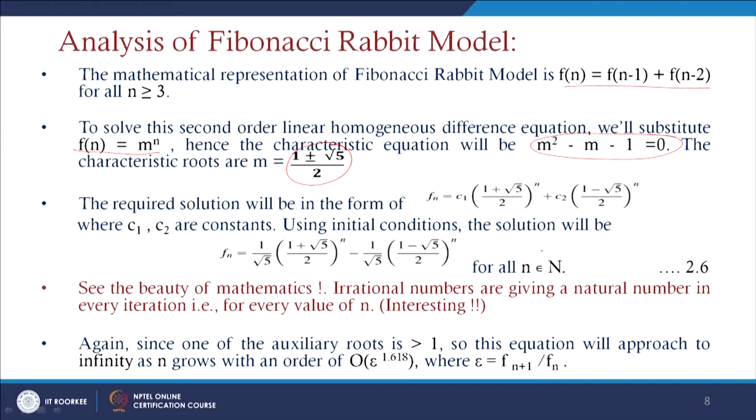Again, since one of these auxiliary roots is greater than 1, this equation will approach infinity as n grows, with order of epsilon to the power 1.618, which is nothing but the value (1 plus root 5) by 2, especially called the golden ratio, where epsilon is defined as f_(n+1) by f_n. Then we will go for a linear cell division model.